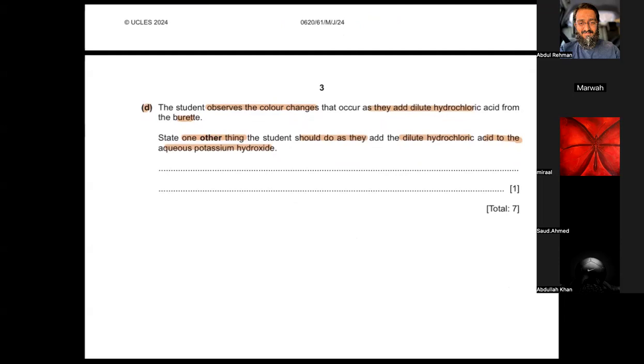So, continuous swirling of flask. Is this clear to all of you?